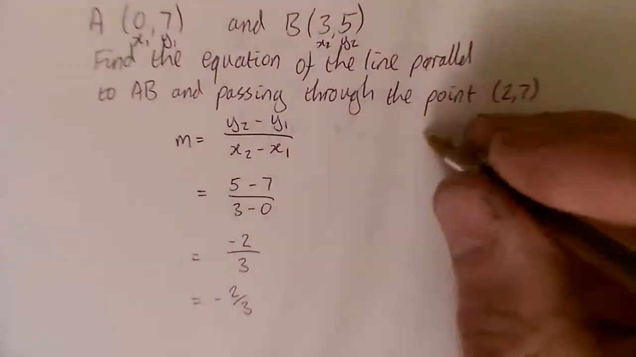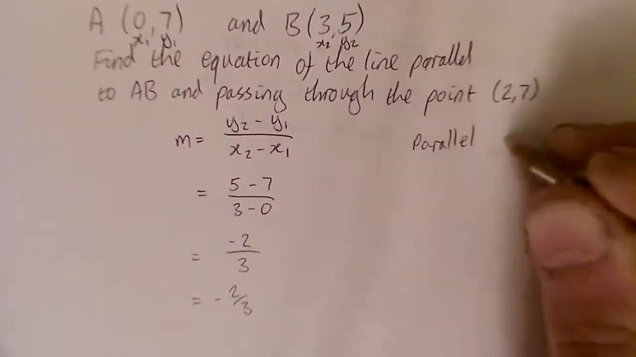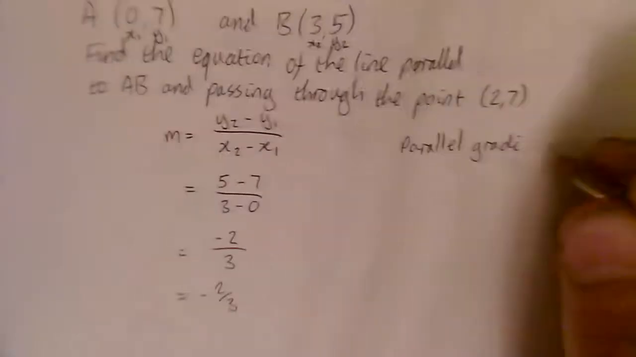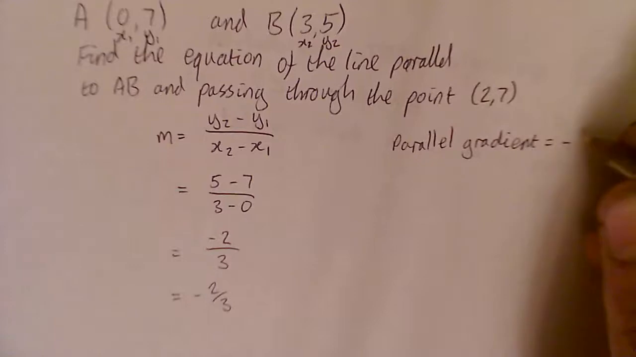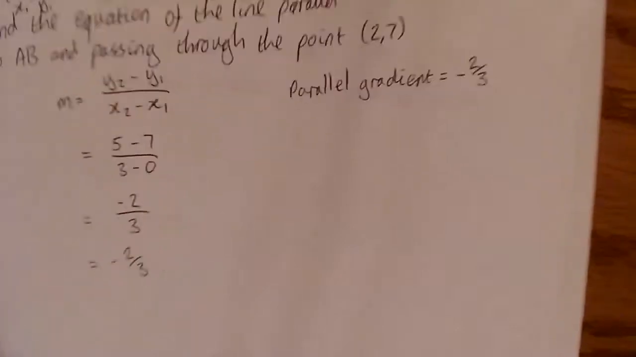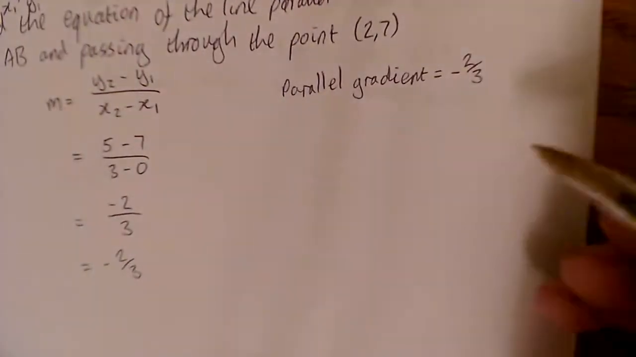Now we could do the parallel gradient. What do we know about gradients? Well, we know that if 2 lines are parallel, then their gradients are the same. So the parallel gradient is also minus 2/3. There is actually a fancy symbol for it, but we don't usually use it. Just knowing our parallel gradient is minus 2/3.